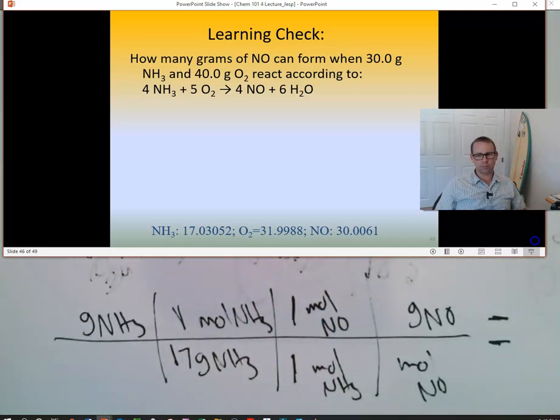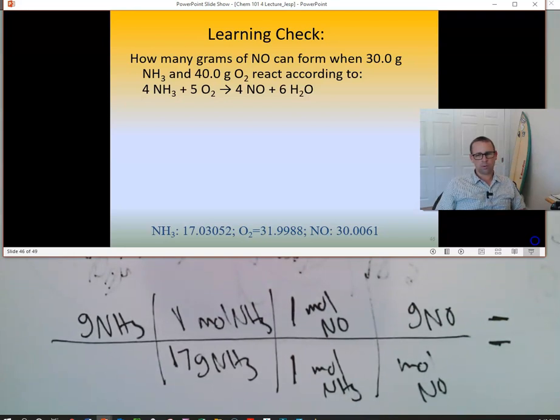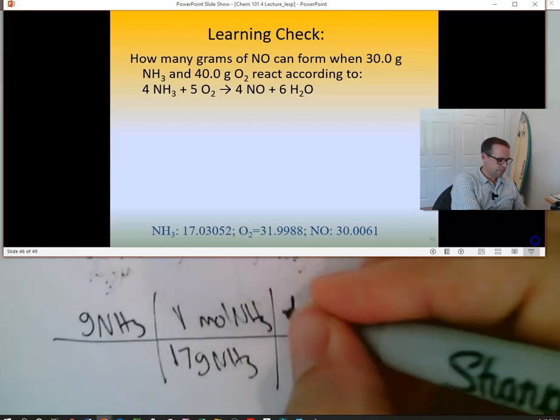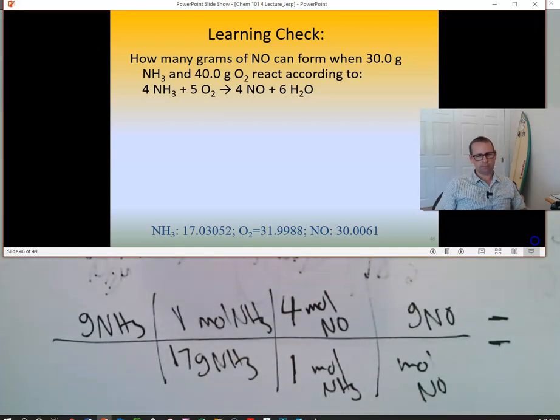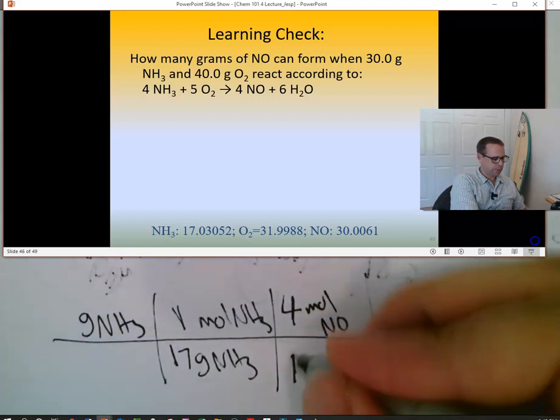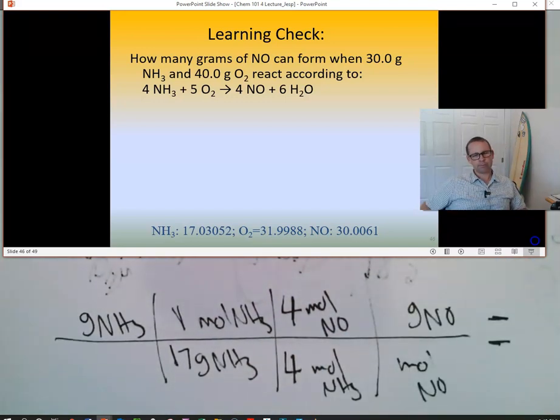Now, no, wait, that can't be right. Now we got to look at our equation up there, right? So in our equation, NO is 4 and NH3 is also 4. So I guess it worked out. You got lucky on that one, a 1-to-1 ratio, right?